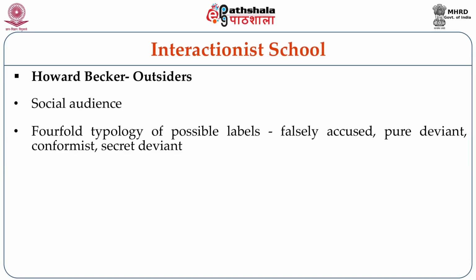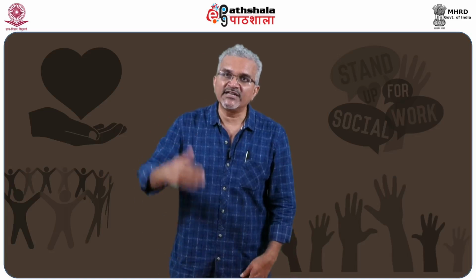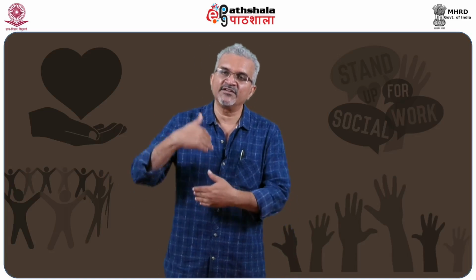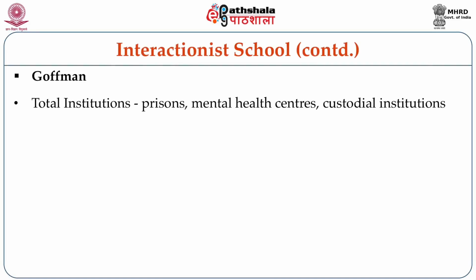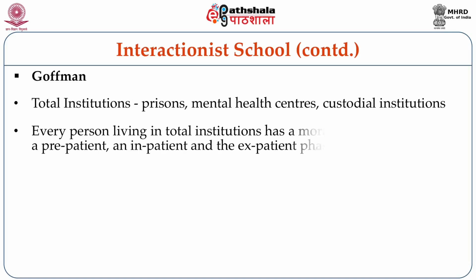The conformist does not commit any infractions or illegal acts. And the secret deviant is somebody who is not yet caught and is continuing to behave in a criminal manner. And he says that deviance is largely created by the audience reaction. So if the audience reaction is strong, the chances of the deviant act is also strong. Then there is Goffman, whose contribution is the concept of total institutions, where he talked about prisons, mental health centers, custodial institutions, and said that institutions create a moral career of a person inside, where there is a pre-patient, inpatient, and an ex-patient phase.